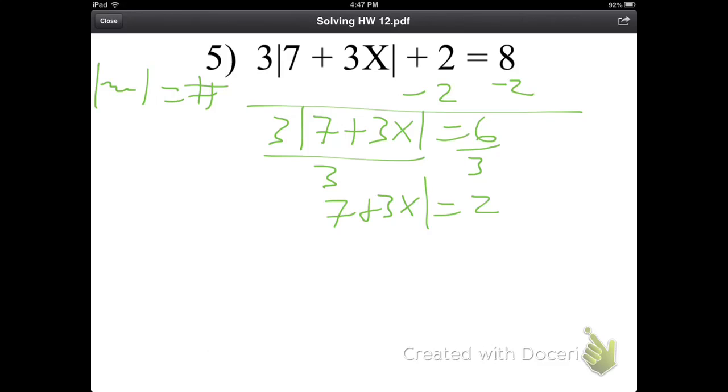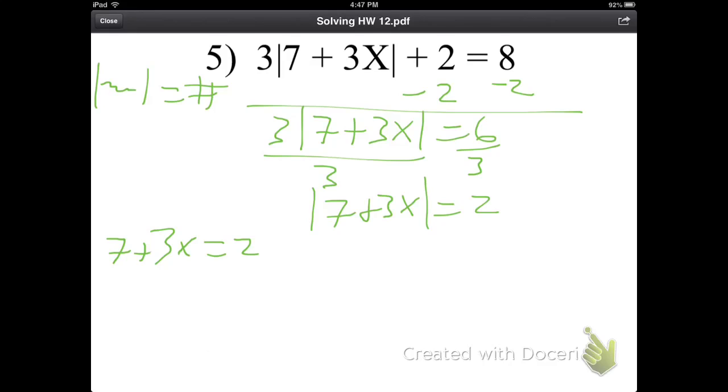Oh, absolute value. I forgot about that. Don't forget about those. Alright, now I can split it into my two equations because I got absolute value equals number. You're going to write your equation exactly how it is without the absolute value. Why did I all of a sudden decide to write 2? I don't know. But I did. It's supposed to be 3 equals 2.